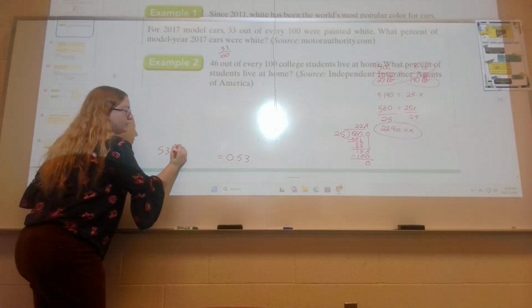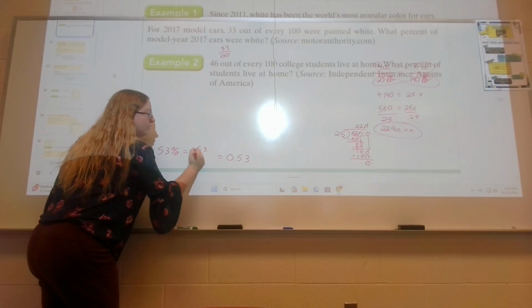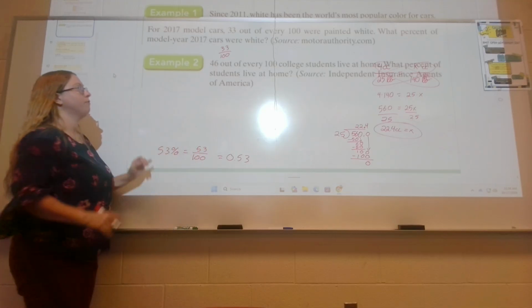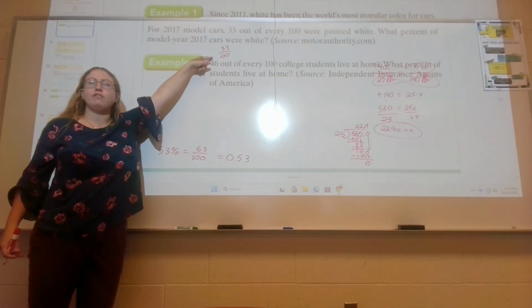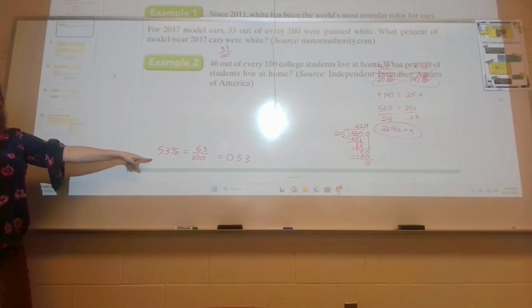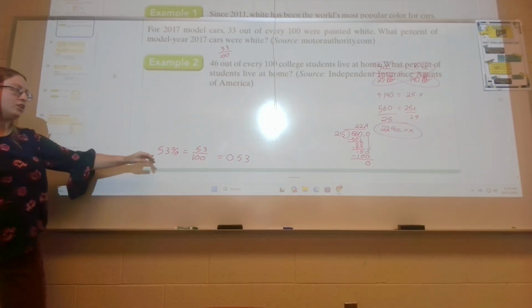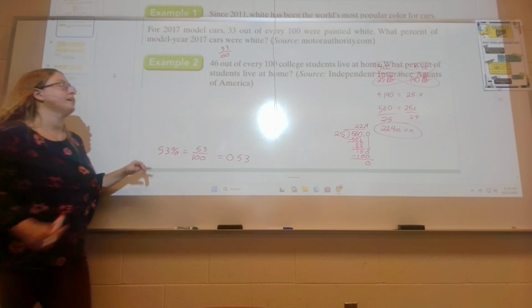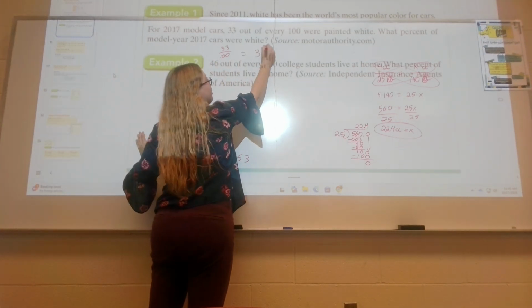So if we're following the same format as what apparently was only half showing on the screen, 53% equals 53 over 100 equals 0.53. So if I was looking at 33 over 100, what do you think that's going to be if I put it back as a percentage? 33%, because it's always the percentage over 100. So this is equal to 33%.